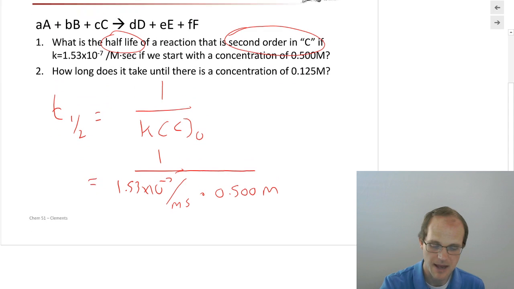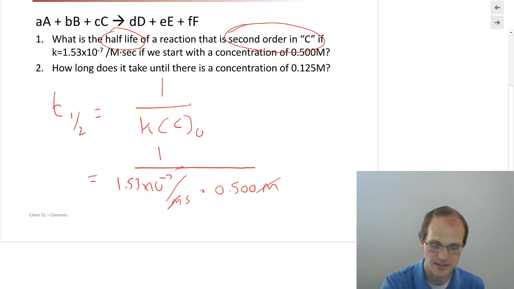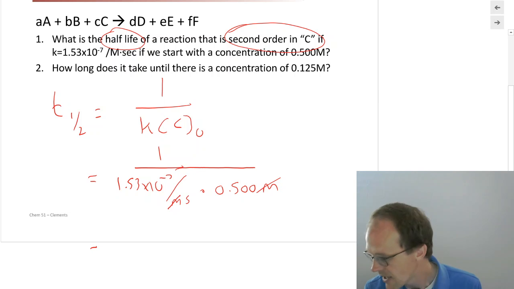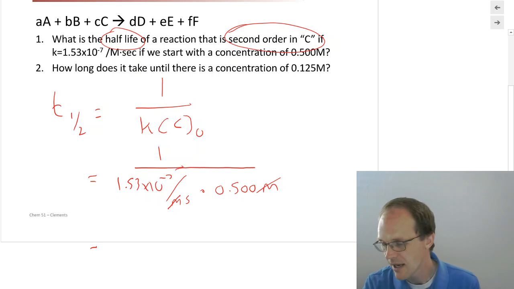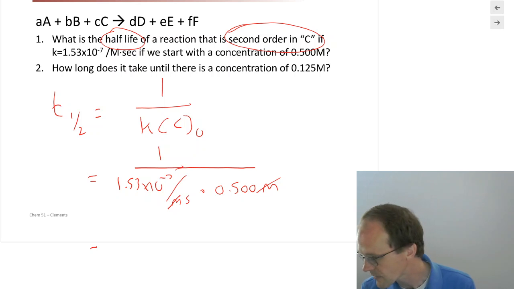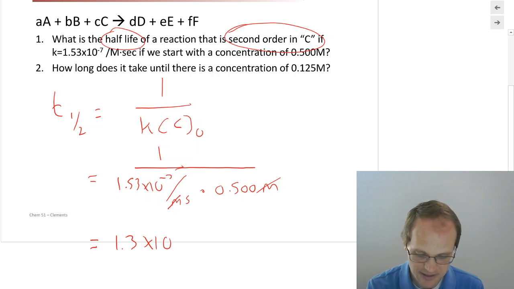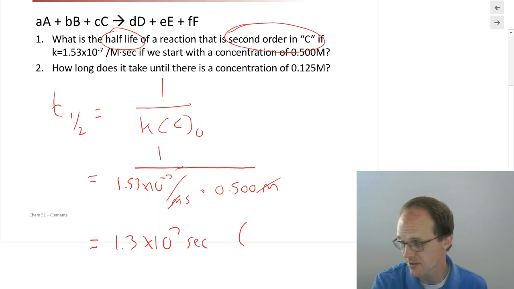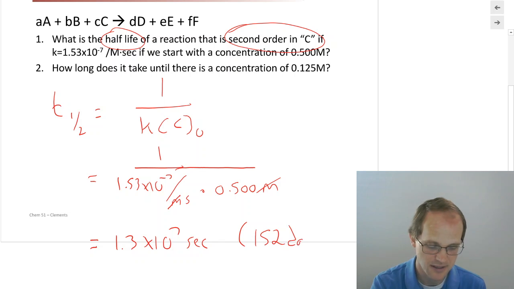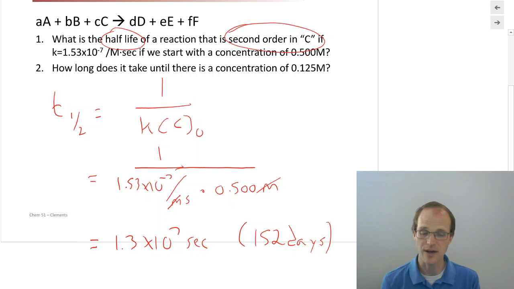That's just a math problem, right? Our molars cancel. We will end up with seconds because 1 over 1 per second gives me seconds. And so what do I get? I get 1.3 times 10 to the 7th seconds, which is a long time, just so you know. It's about 152 days. So this reaction would take quite a long time to go from 0.5 molar down to 0.25 molar.